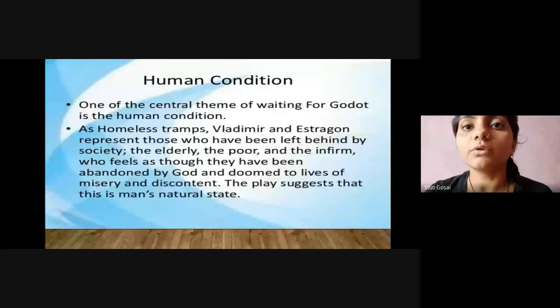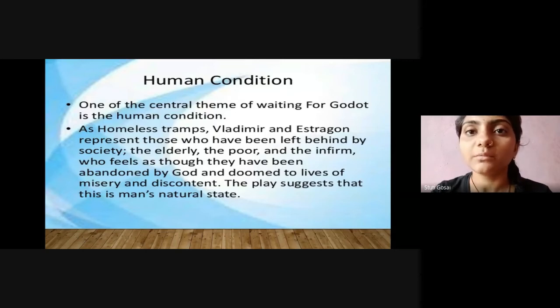Human condition. One of the central themes of Waiting for Godot is the human condition. As homeless tramps, Vladimir and Estragon represent those who have been left behind by society, the elderly, the poor, and the men in fear who feel as though they have been abandoned by God and doomed to live in misery and disconnection. The play suggests that this is human nature's test.